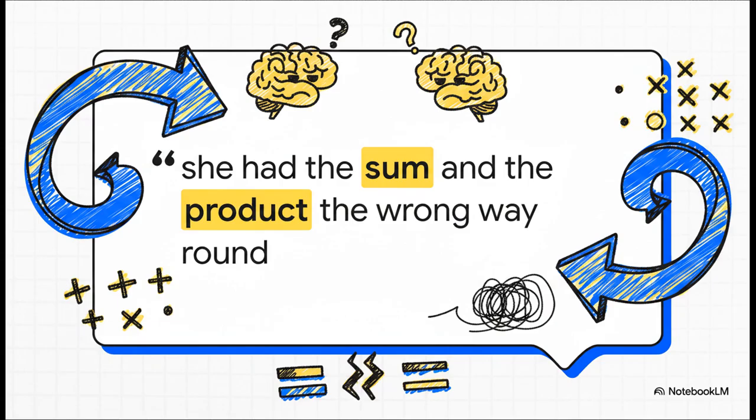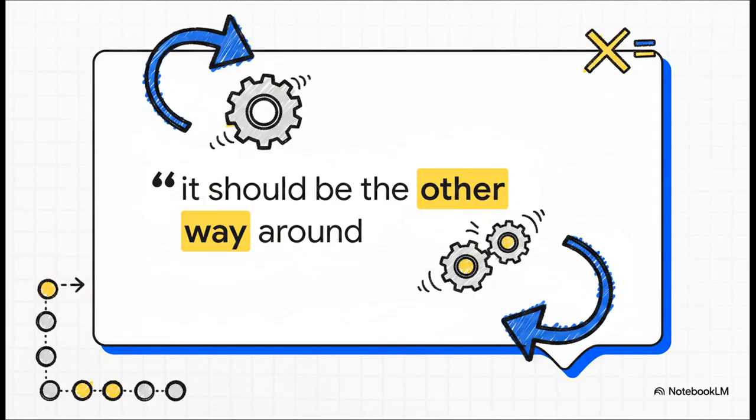This answer is like a diagnosis. It pinpoints the student's exact confusion. They knew about sums and products, they just got them totally mixed up. Perfect explanation. And would you look at this one?